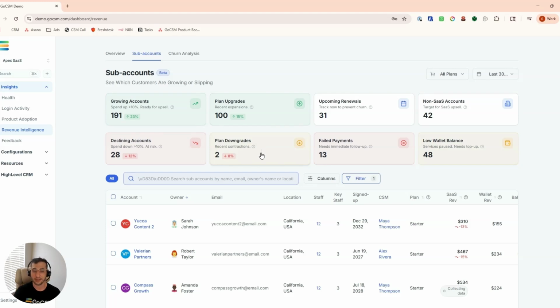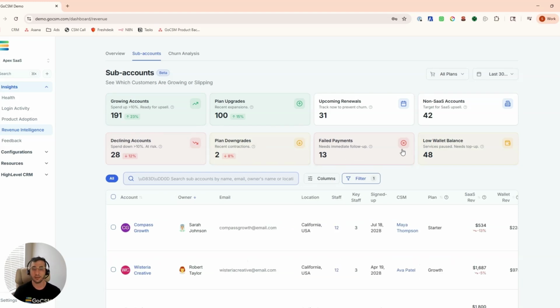Number two, plan downgrades. And number three, failed payments. Again, you should have automations to catch failed payments. If you're seeing failed payments, this is going to be one of the first types of outreach that you need to do for the week or for the day to make sure that those failed payments are resolved.